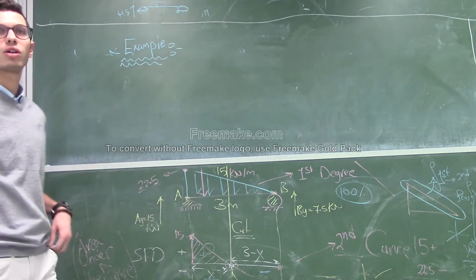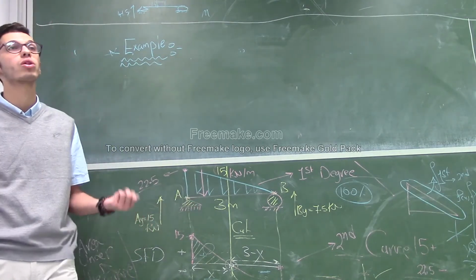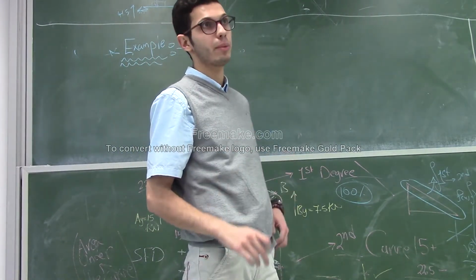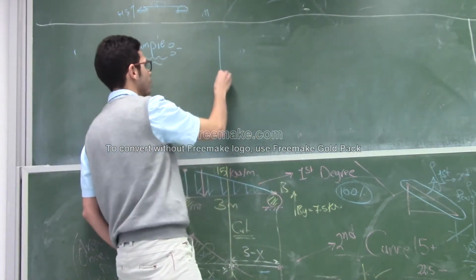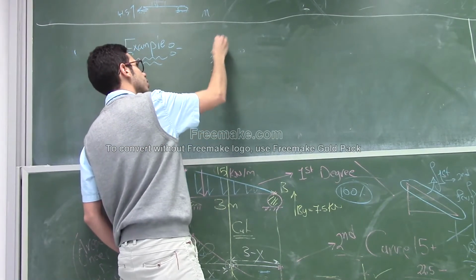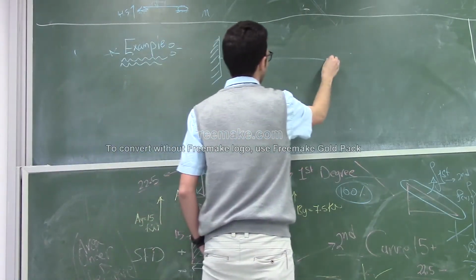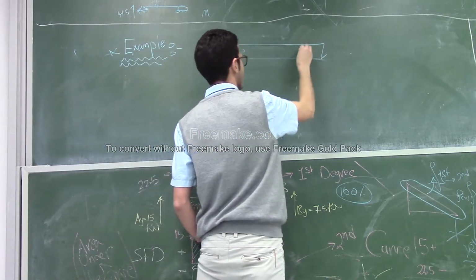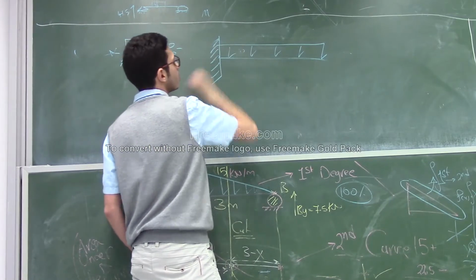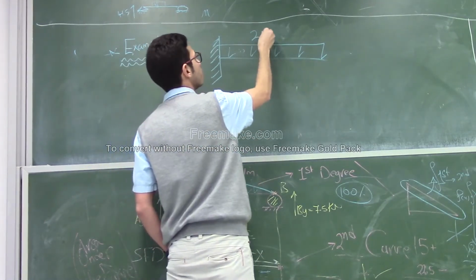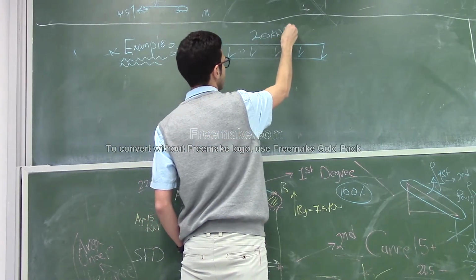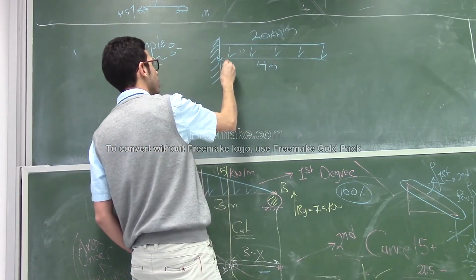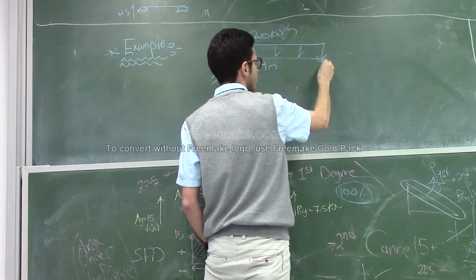In this example, we will deal with a new support, which is the fixed support. And you should learn how to deal with the fixed support. So, this is the fixed support. This is the beam that we got. Let's imagine that we have a load here. It's a distributed load, equal to 20 kilonewton per meter. The distance here is 4 meters. This is point A. This is point B.